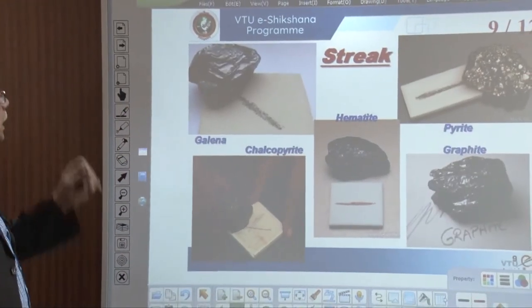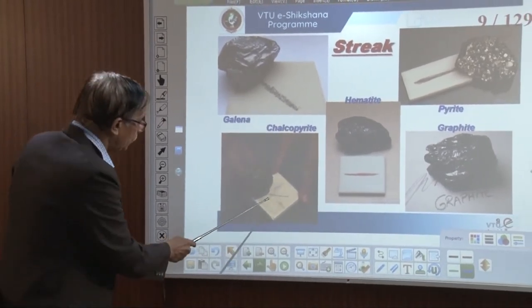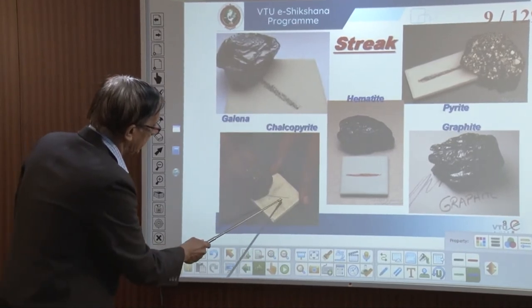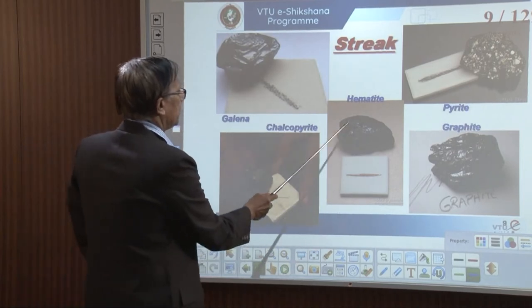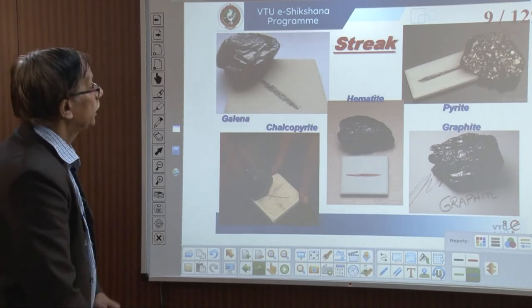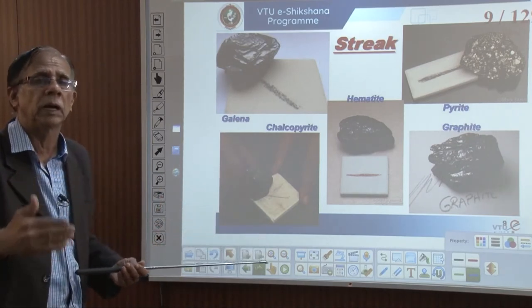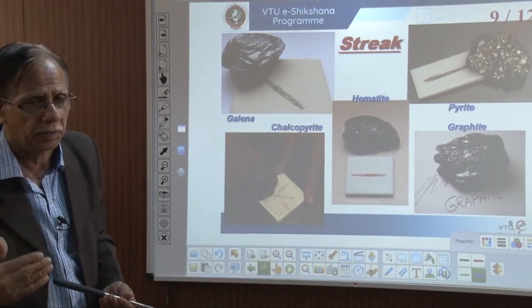Yes, we have mentioned the streak. I have shown how to find the streak. I have a plate, rub the mineral, I may get the color like this. That's the color of that particular mineral. Thus, every mineral, most of the ore minerals have the streak. Based on that, I can identify them.